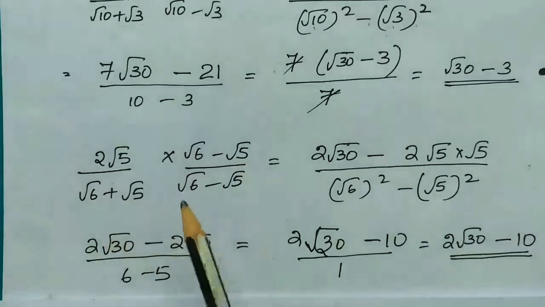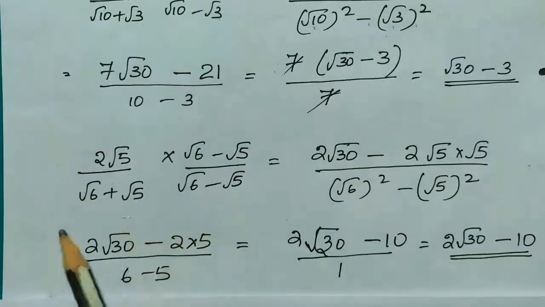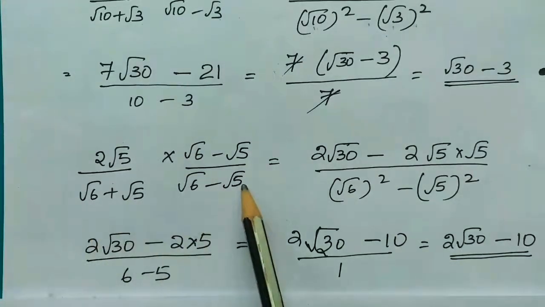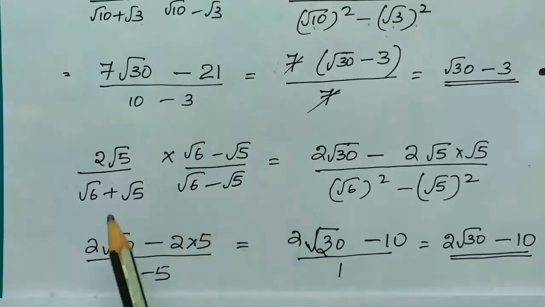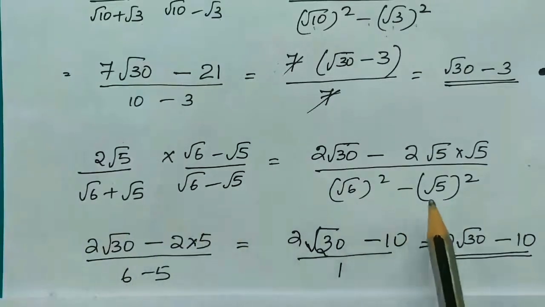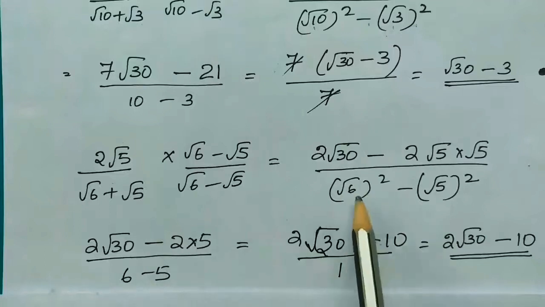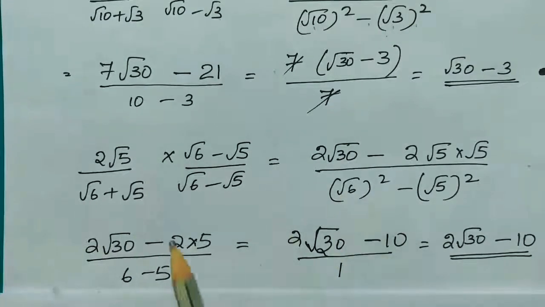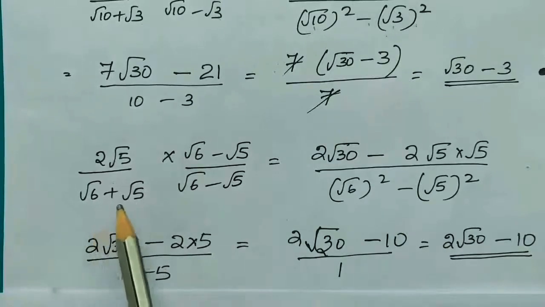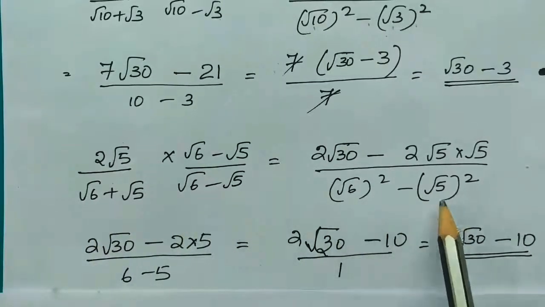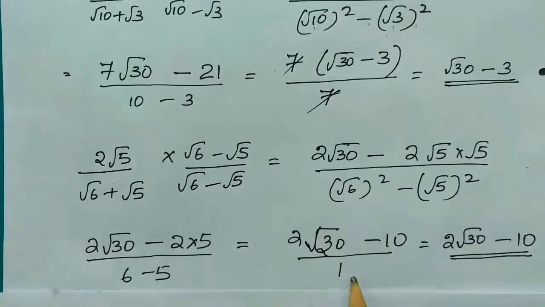6 minus 5. Why do we take the conjugate? Only when we take the conjugate do we get the result as a plus b into a minus b, which is a square minus b square. Root 6 square is 6 itself and root 5 square is 5. What is 6 minus 5? It is 1. So 2 root 30 minus 10. This is the answer of the second part.